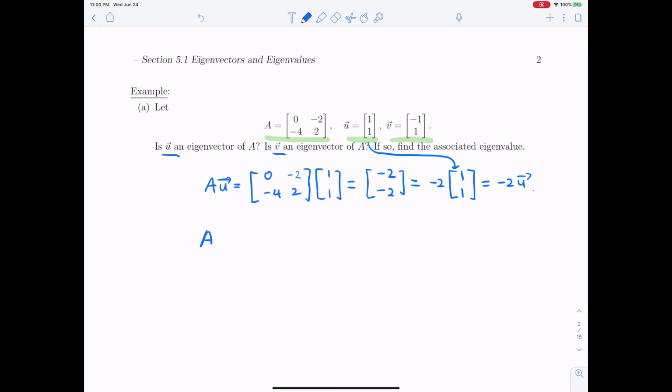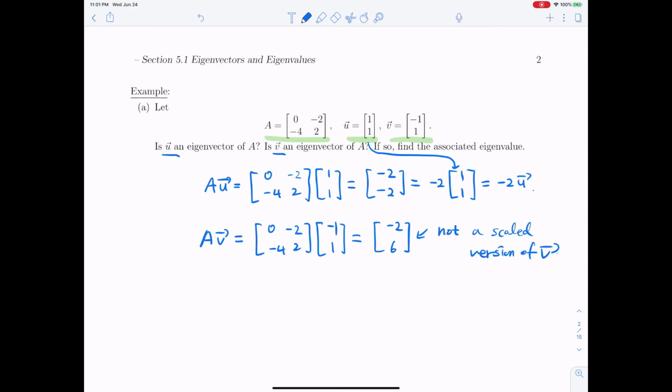Similarly, A times v equals [0 -2; -4 2] multiplied by (-1, 1). And this equals (-2, 4 + 2), which equals (-2, 6). But this vector is not a scaled version of v. So v is not an eigenvector of A.